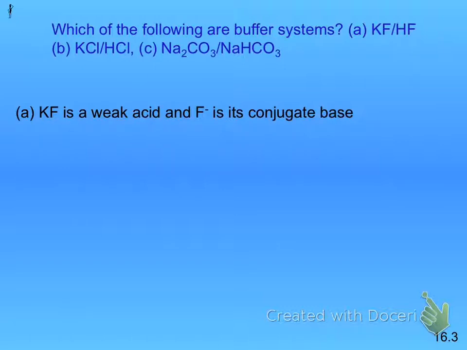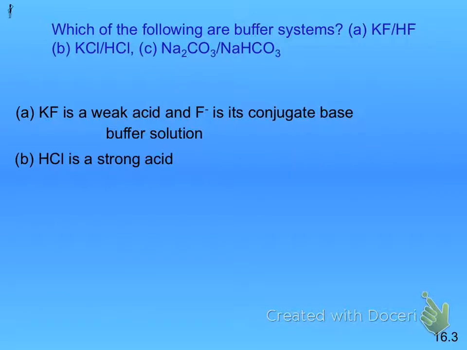Alright, well, A is a buffered system. HF is a weak acid, and F negative is its conjugate base. That should say HF, ladies and gentlemen. Hopefully you caught that. Sorry about that. The K has no influence at all. So because of the weak acid and conjugate base pair, we have what we call a buffered solution. The conjugate base is going to force the equilibrium back to the left, and thus reducing the acidity or raising the pH.